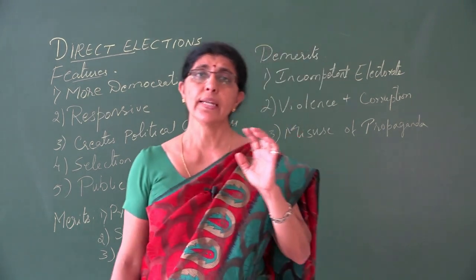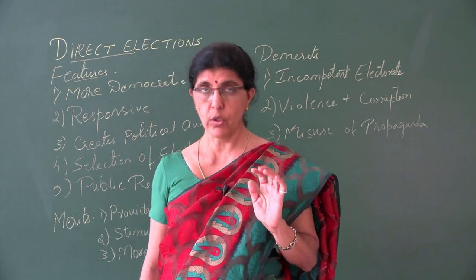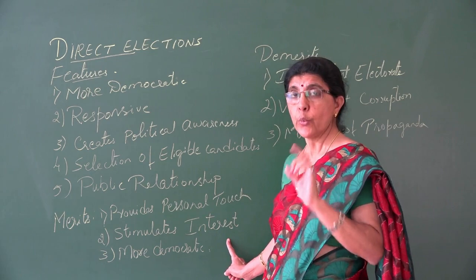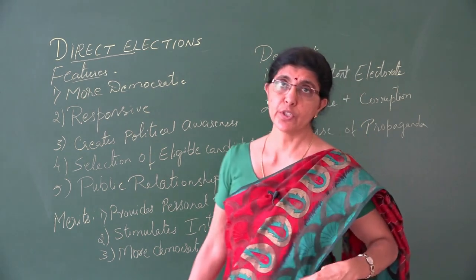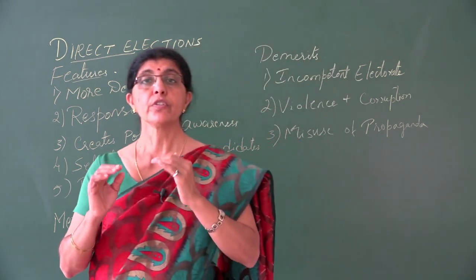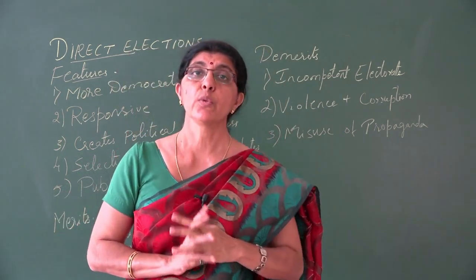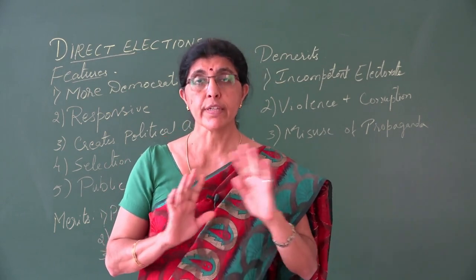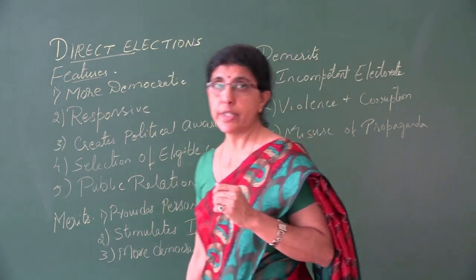If it is indirect elections, the voter is no more interested. Why? Because the voter is interested when it is the Lok Sabha elections, whereas the voter is not interested in the elections of the president. In the lower house of the state legislature, the voter is interested, whereas when the Electoral College has to elect the President of India, the voter is not interested at all.